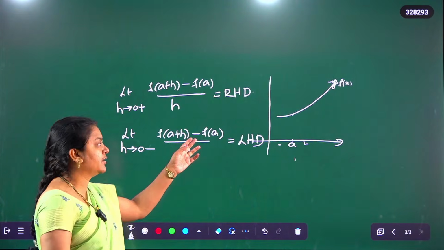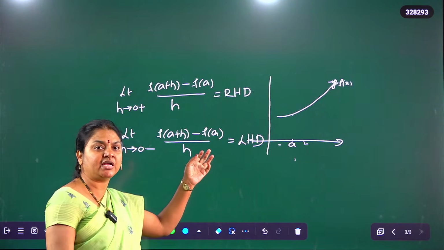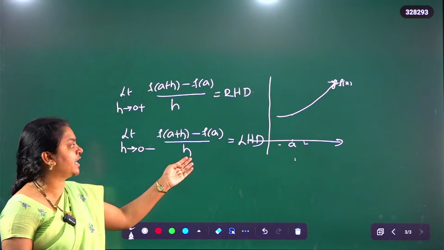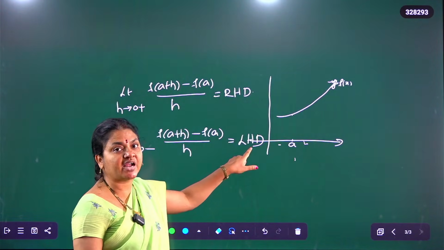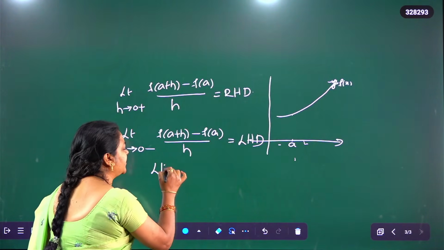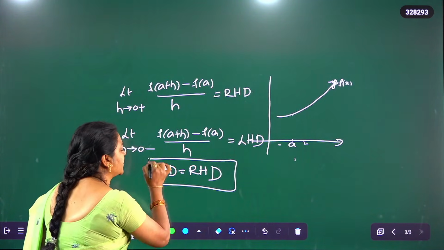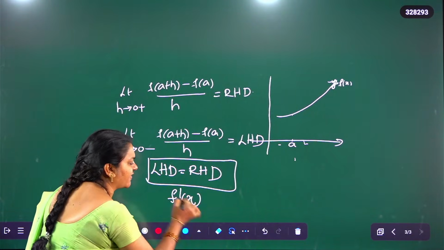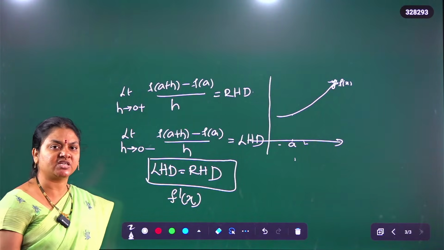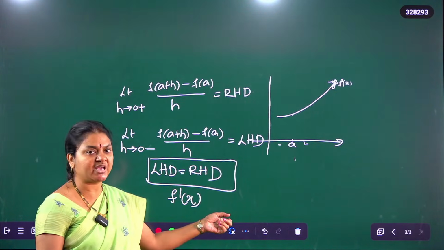It is just like left hand limit, right hand limit. This is already in chapter 8, continuity, right? Same like that only. Here also we have left hand derivative and right hand derivative. If they both exist and are equal, then we will say the function is differentiable. If both are not equal, then we can say that the function is not at all differentiable. Left hand derivative and right hand derivative should be equal.